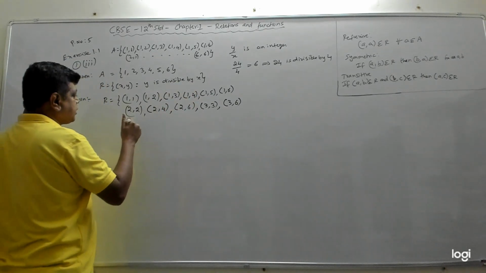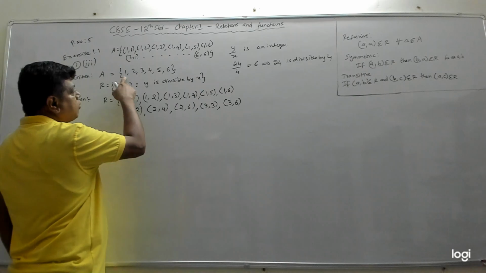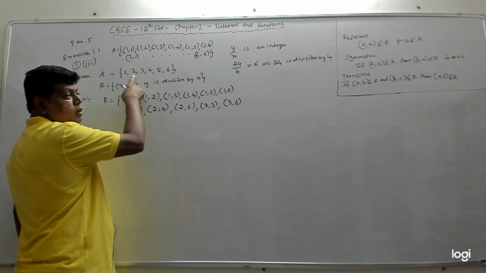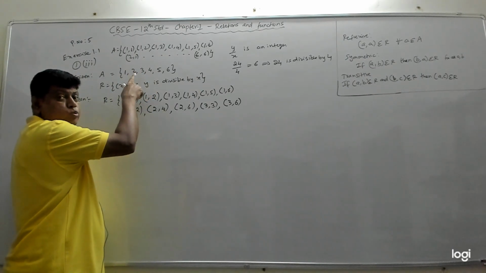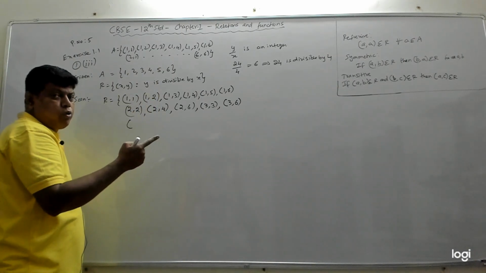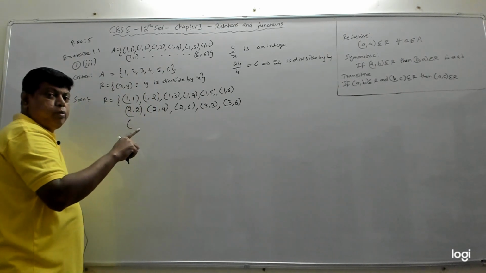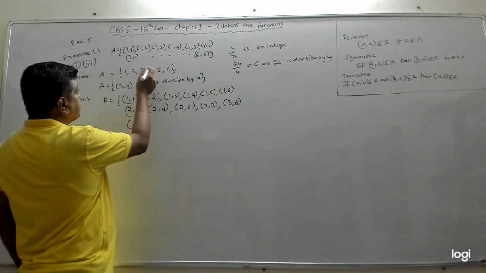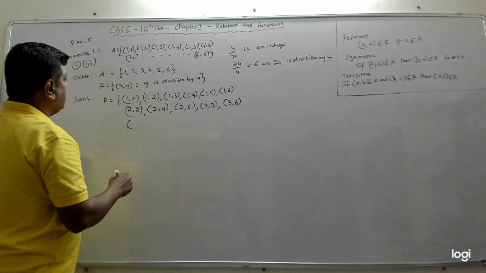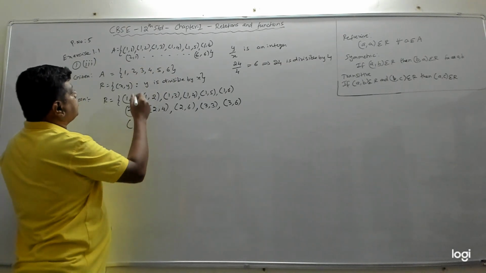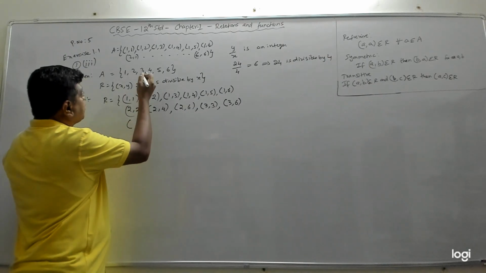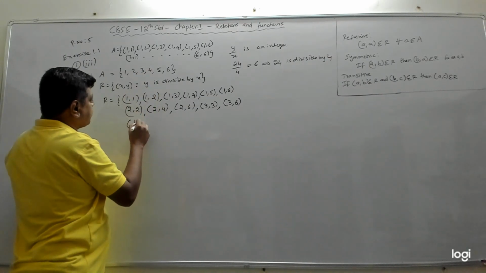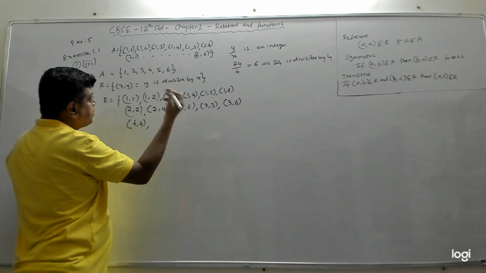Now we should check the next one, 4 comma 1. 4 comma 1 won't come. 4 comma 2 will come? 4 comma 2 should come means 2 is divisible by 4. Is 2 divisible by 4? No. 4 is divisible by 2, but 2 is not divisible by 4. So 4 comma 2 won't come. 4 comma 3 will not come. 4 comma 4 will come. 4 comma 5 will not come. 4 comma 6 will not come.